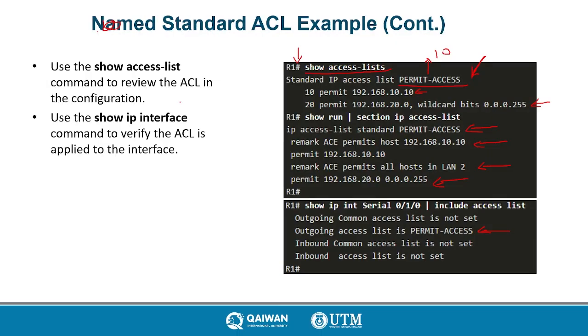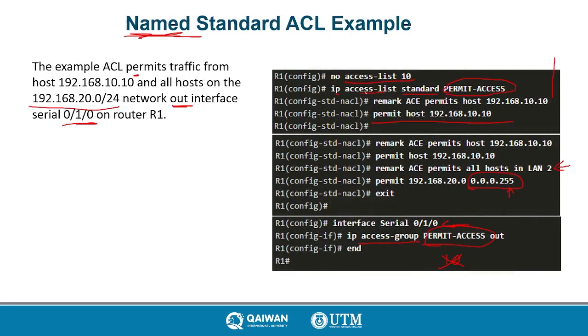Just so you know the commands, because in the exam or in the midterm you may have the commands asked, for instance, how to configure a named standard access list. At that time you will say, in order to do that, it will be IP access list standard permit access. Okay. And it will say, for instance, permit all the hosts inside 192.168.10.0/24. At that time you say permit host 192.168.10.0 and the wildcard mask, just like this.